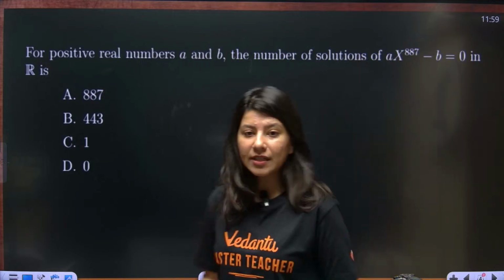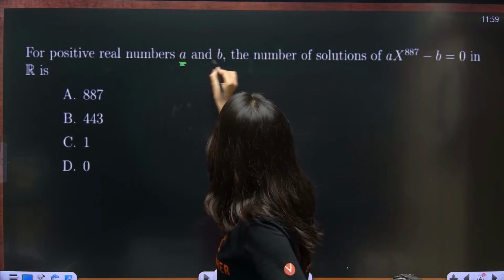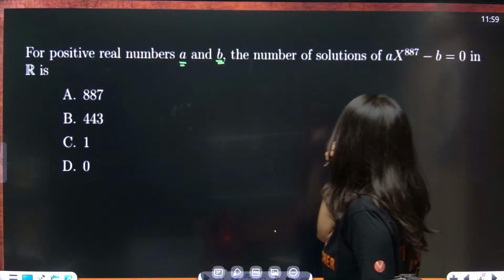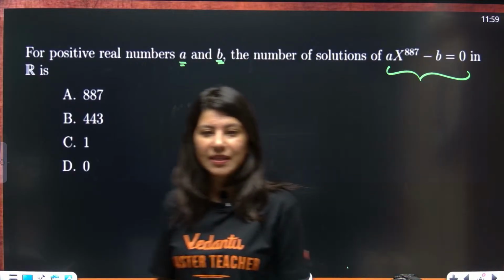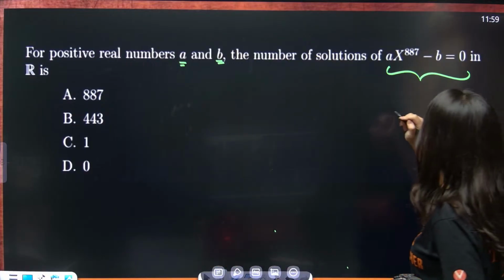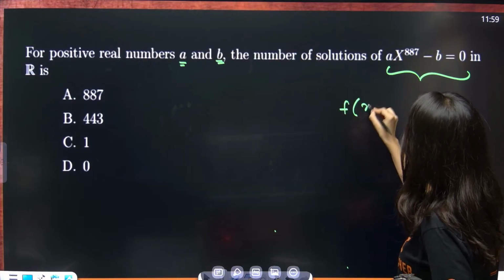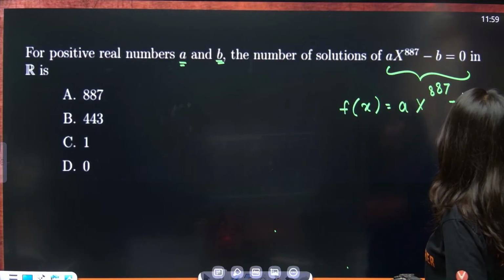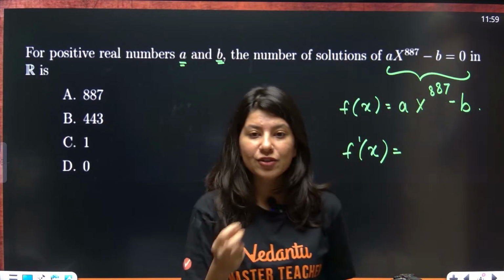For positive real numbers A and B, let me increase the brightness a bit. The number of solutions of Ax raised to power 887 minus B equals 0. Over here, let us just mark a function. Let us say that this is my function f of x equals Ax raised to power 887 minus B. Now f dash x, let's differentiate it, because differentiating will give me the nature of the function.